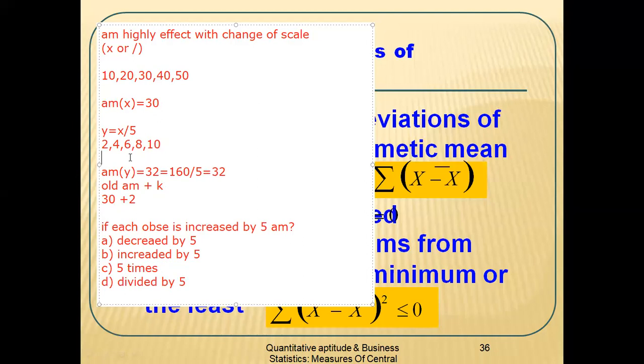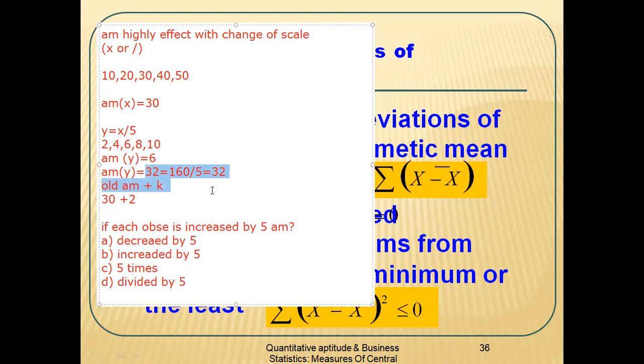What is the arithmetic mean you get? The arithmetic mean for the new numbers is absolutely 6. How do you get 6? By adding all the observations and dividing by the number of observations. Yes, by doing that you get 6.